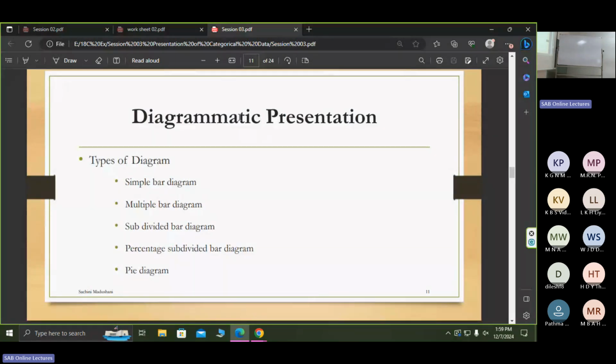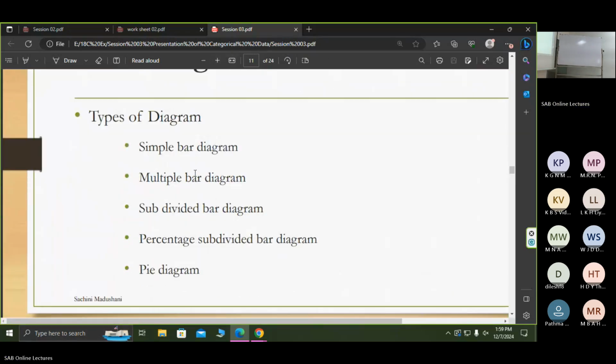Then the second method we can use to present categorical data. Okay, diagrammatic presentation. We can use diagrams or charts. Do you know about the diagrams? No? Okay, then the simple bar diagram, multiple bar diagram, pie chart, line graph. These are the different types of diagrams. Already you know these diagrams.